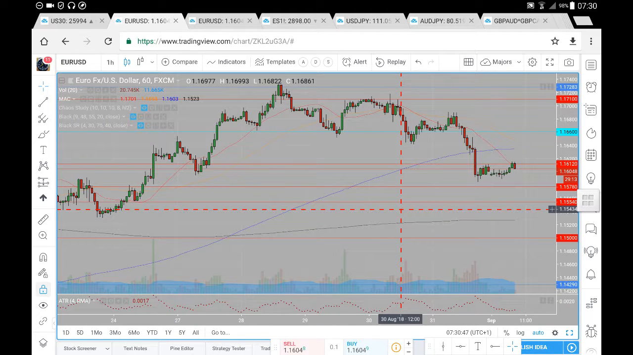So this euro dollar analysis for Monday the 3rd of September. Now let's just have a look at the prices and where prices may likely go. So previously we saw prices break beyond the 1660.